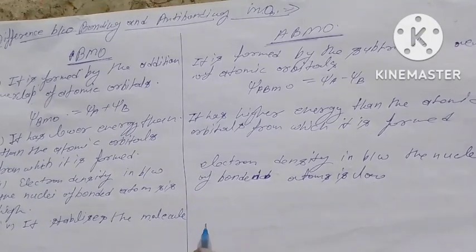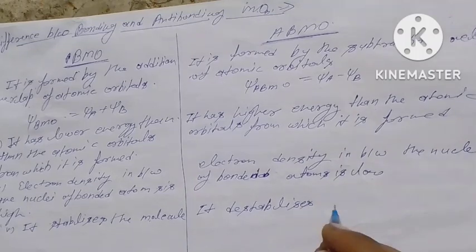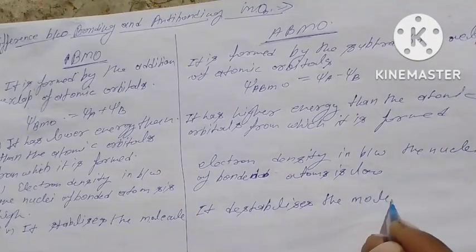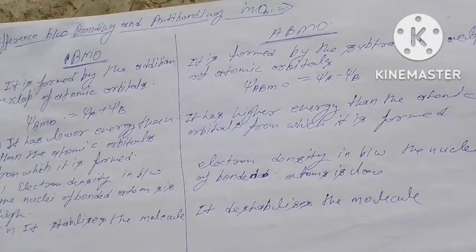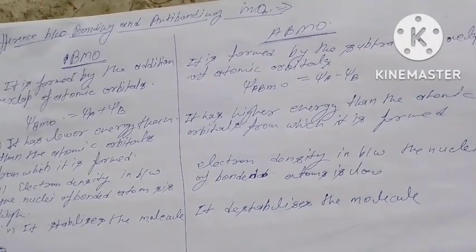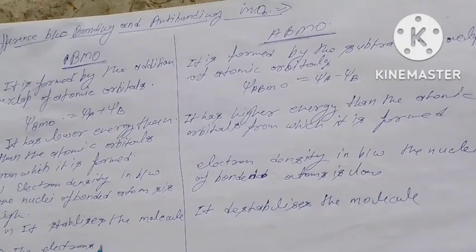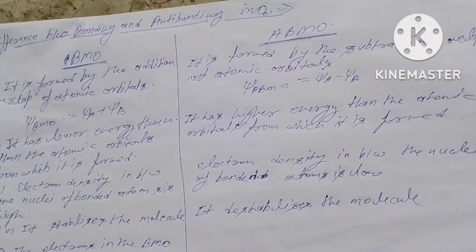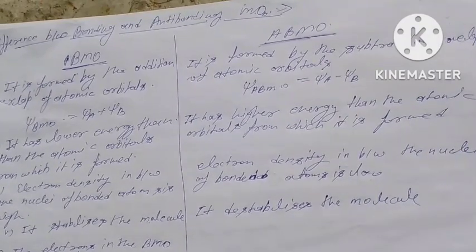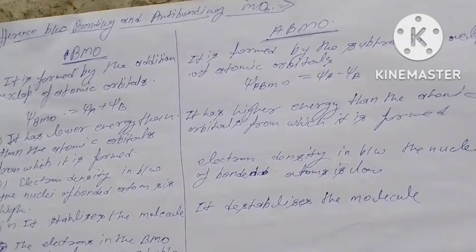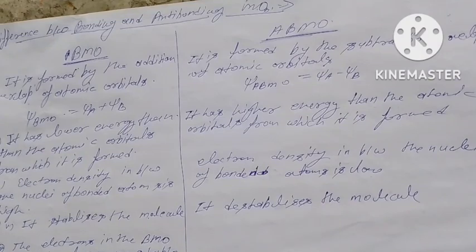Okay, and it destabilizes the molecule. Fifth point: the electrons in the bonding molecular orbitals, BMO, tend to favor stable bond formation.